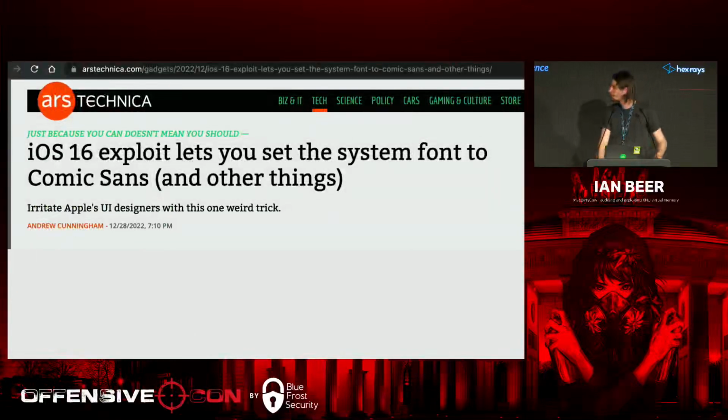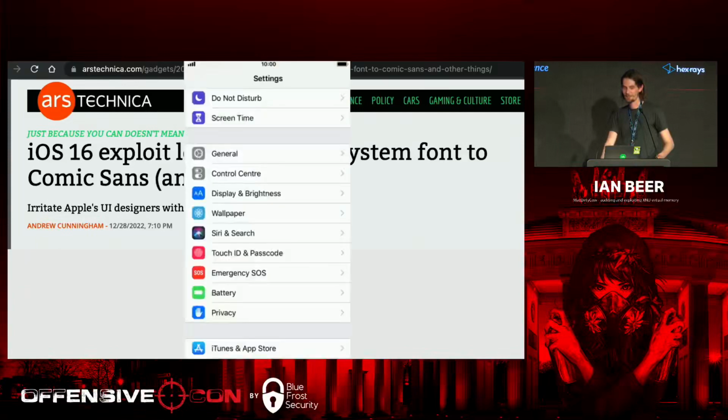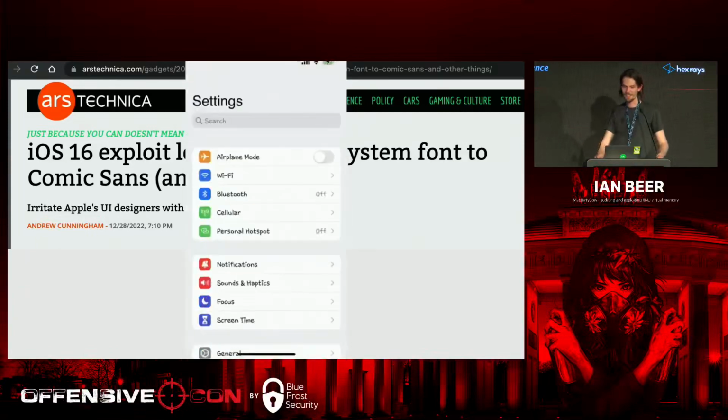And so the question that's perhaps most interesting to this audience is, what can you actually do with such a thing? And it turns out Ars Technica are absolutely spot on with what my motivation is for doing this kind of work, which is to irritate Apple's UI designers with this one weird trick. Because why would you want your iPhone to look like this when it could look like this? Thank you.